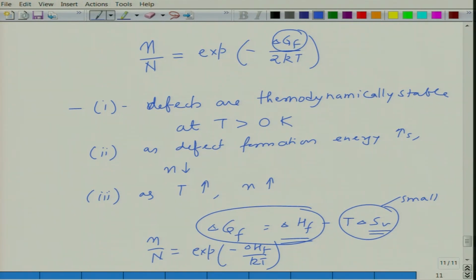Okay. Similarly, for Schottky defects, you can write a similar expression. So, this is 2kT, sorry, not 1kT, 2kT. In metals you have 1kT, and in stoichiometric oxides you have 2kT. Similarly, you can get this for Schottky defects also, which I am sure you can work out easily.